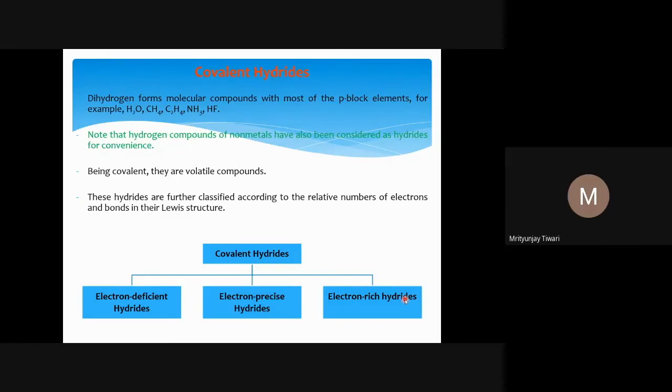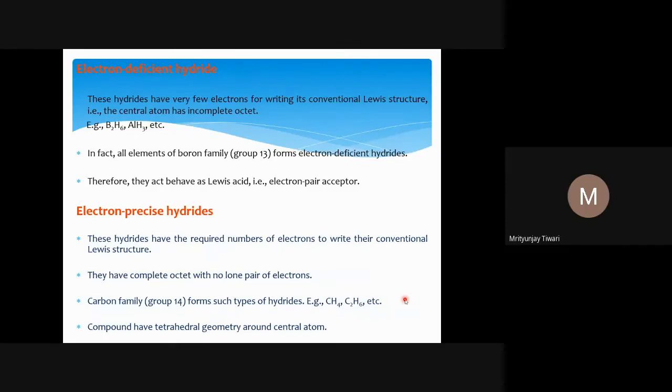And ammonia has 1 lone pair. HF has 3 lone pairs. So these compounds have lone pairs, and their octet is also complete. Because they are electron rich, they have extra electrons. Those lone pairs of electrons they can give to other electron deficient molecules or elements. Electron rich means they are Lewis bases because they can donate electrons or lone pairs. So let us look at these hydrides one by one.